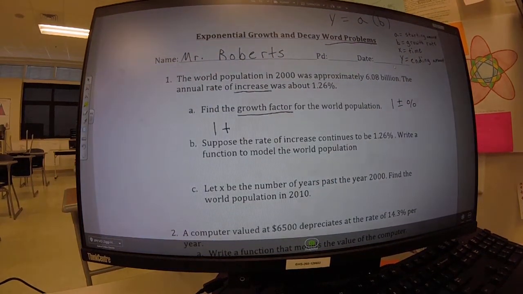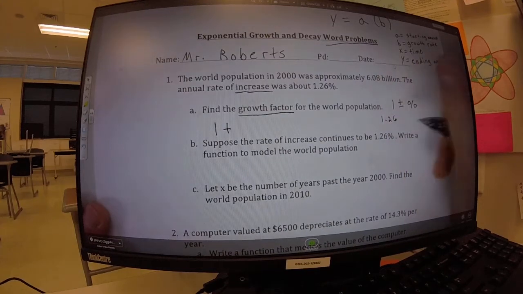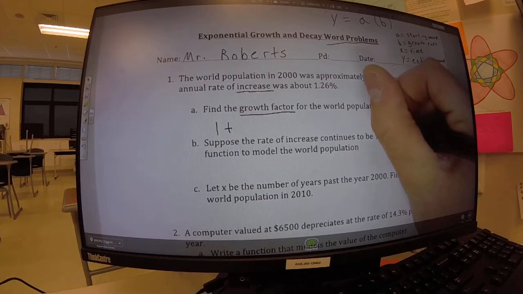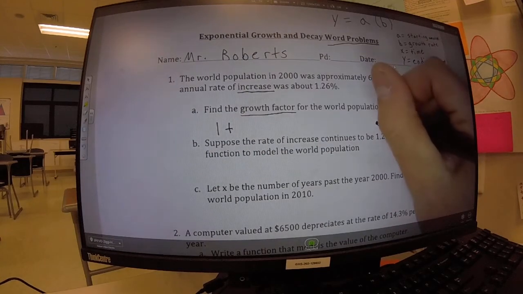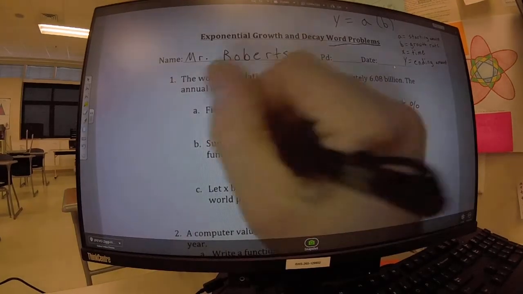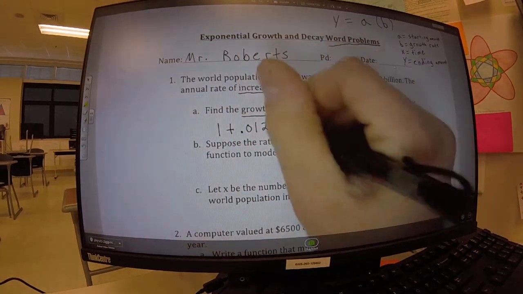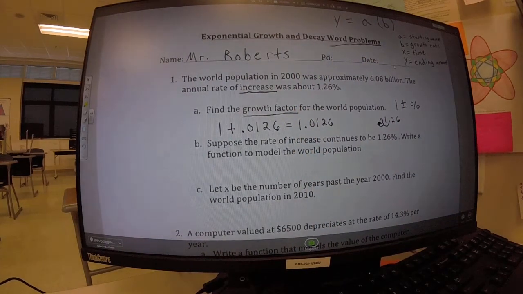And then our job is to decide, is this 1.26%, what is that as a decimal? Okay. We spent a lot of time reviewing this. We know that to convert a percent to a decimal, we have to move the decimal place 2 places to the left. Okay, so the decimal place is now going to be here. And then we have to put in a 0 where it needs to go. So to find the growth factor for the world population, we actually have 1 plus 0.0126, which comes out to be 1.0126. So the growth factor for this world population problem is 1.0126.